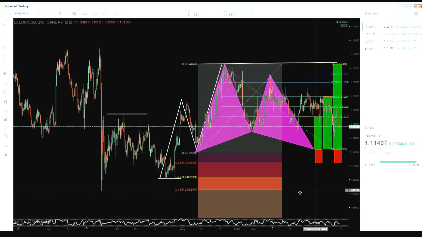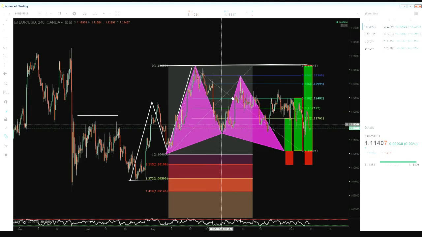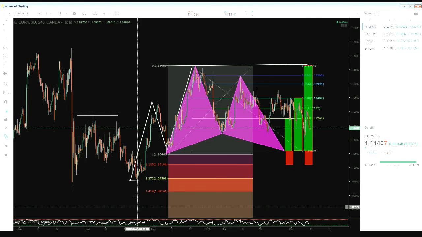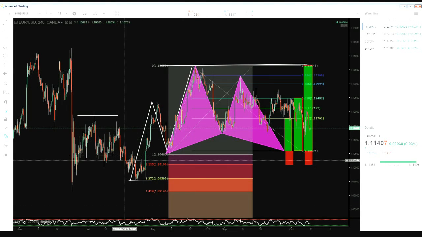So that's the Euro dollar. There was a smaller pattern in here too that I took, I think on my hourly chart or something, but it's already over with. But that's the Euro dollar.